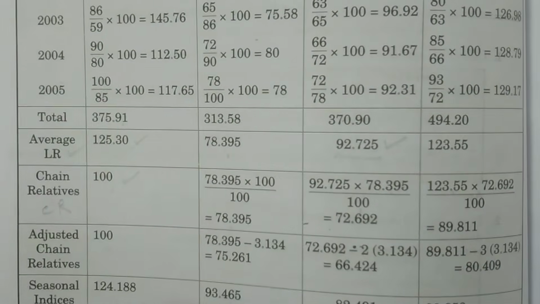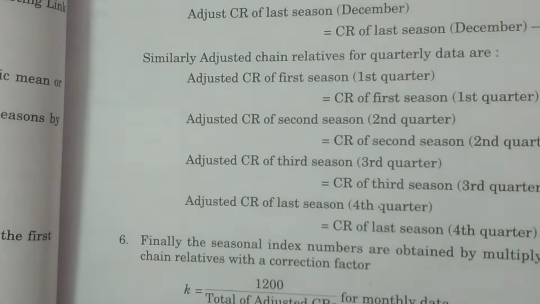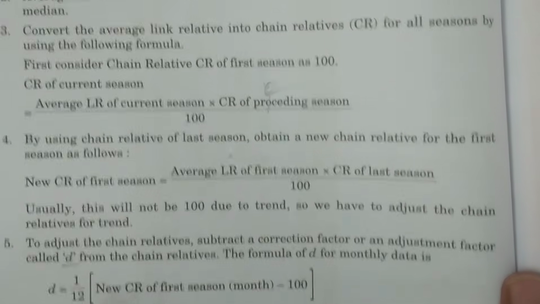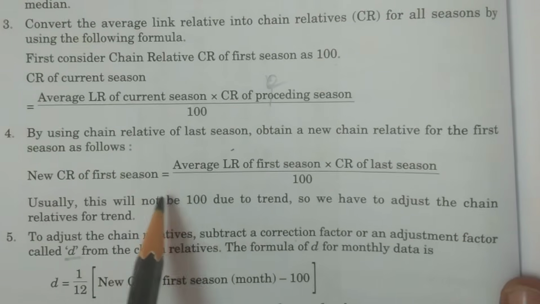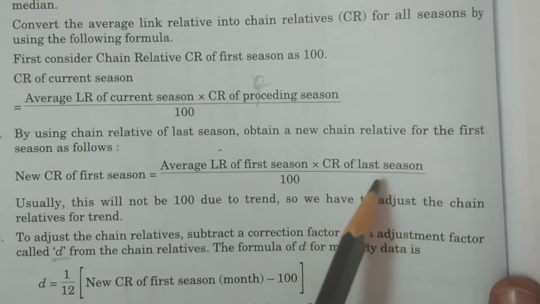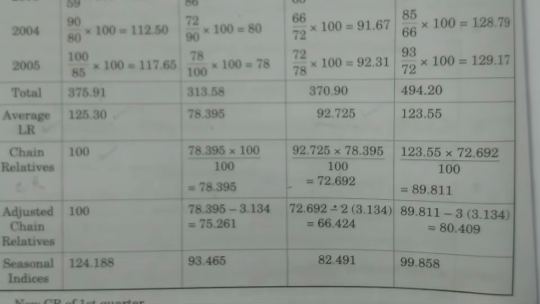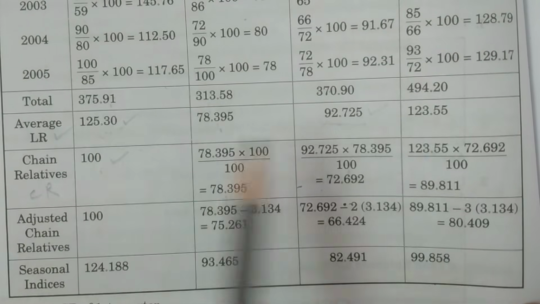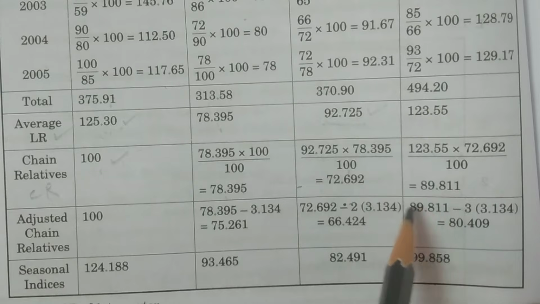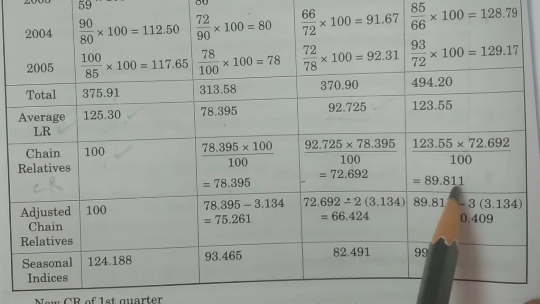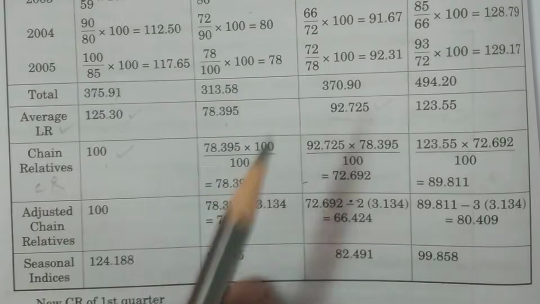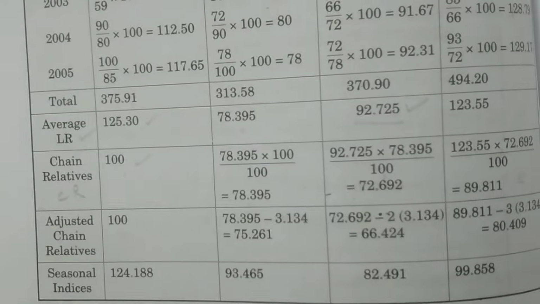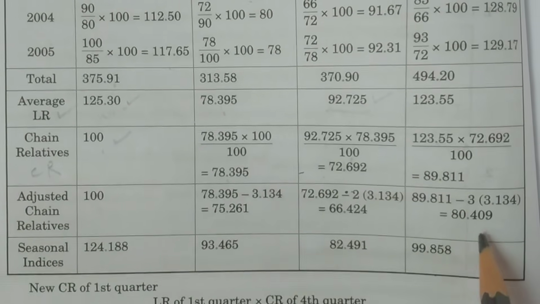The adjusted chain relatives are calculated by taking a formula, which I will show you. Here you have the new CR of the first season. It is the average LR of the first season multiplied by the CR of the last season. What is the average LR of the first season? 125, multiplied by the average CR of the last season, 89.811, divided by 100, and you will get a particular value as 100. The CR of the last season is 80.409.